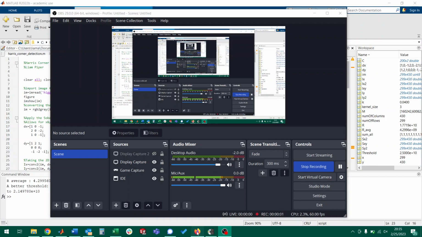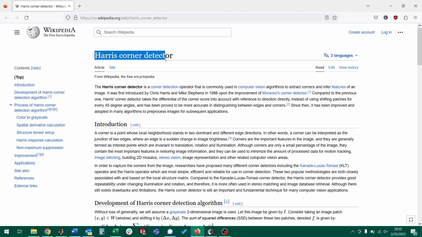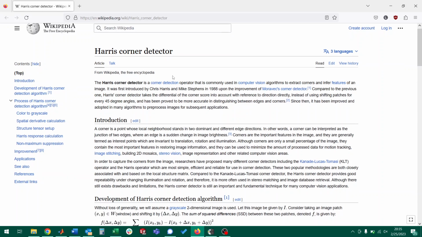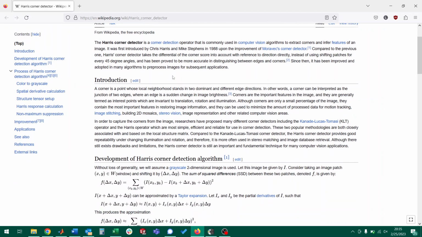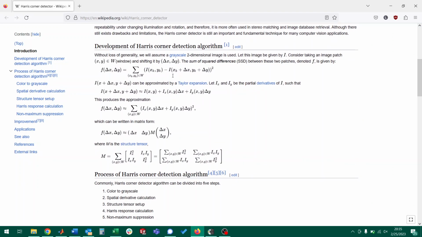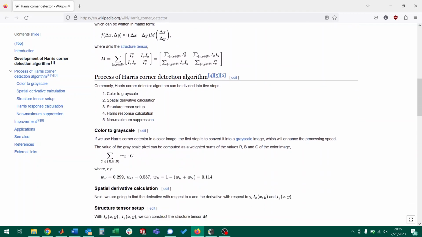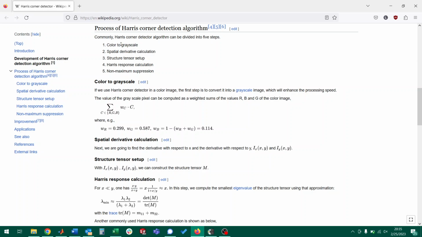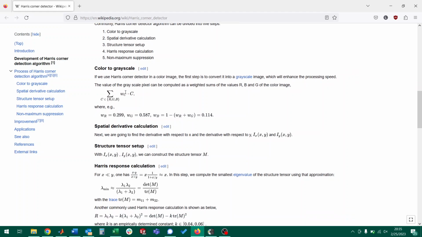So this is my project about the Harris corner detector. Basically it's a computer vision algorithm to detect corners using linear algebra. Here's the general process. You convert color to grayscale. You take a digital image, and then you do a spatial derivative calculation, and then the structure tensor setup, and then you actually do the Harris response calculation, and you do a non-maximum suppression.